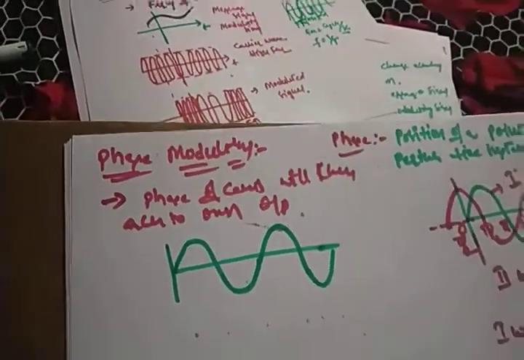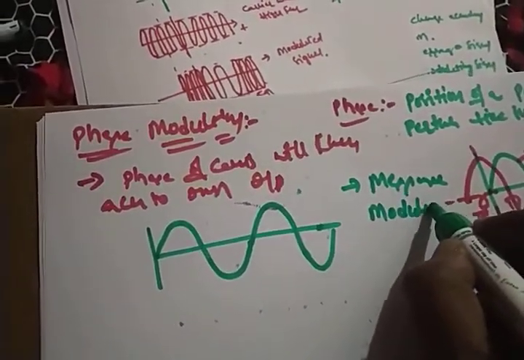So this is my input signal. This is called a message signal or else a modulating signal. Alright? So I need a carrier signal. To transfer it, we require a carrier signal. So what is that carrier signal? It is a high frequency signal.